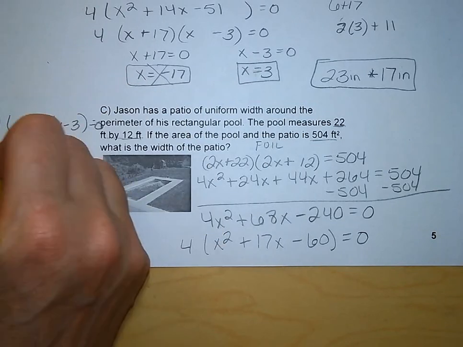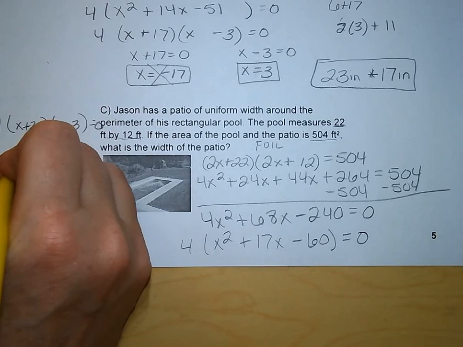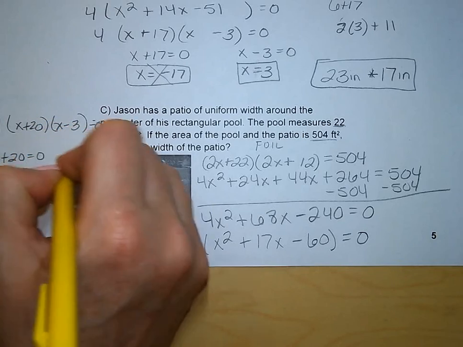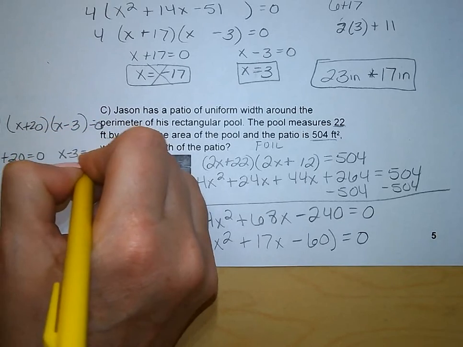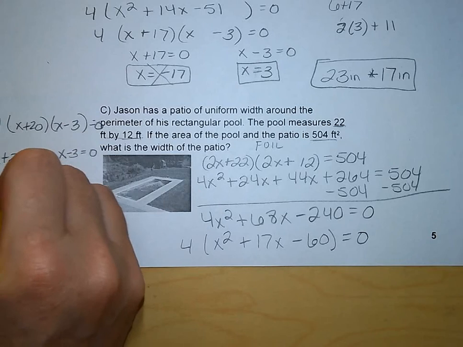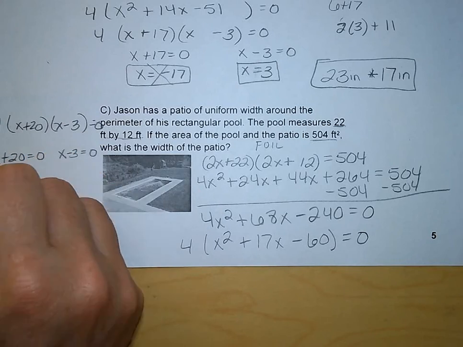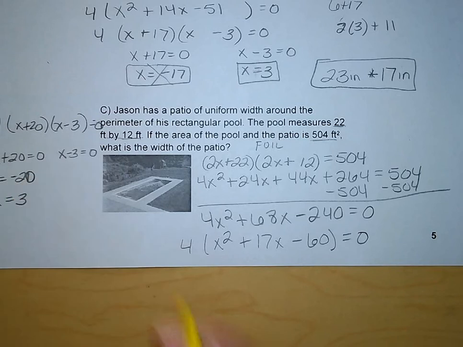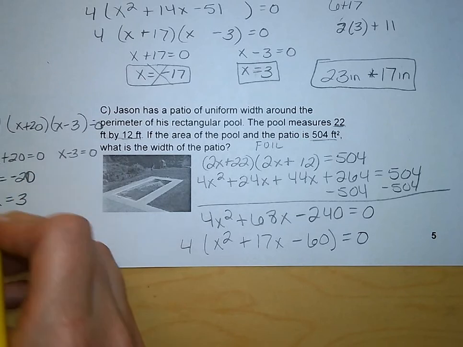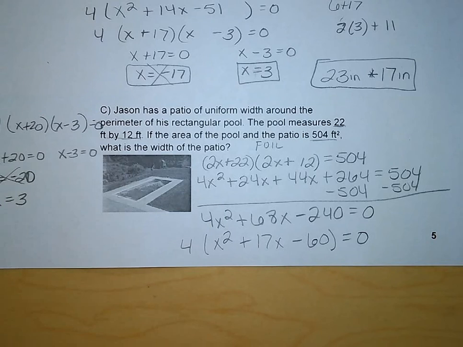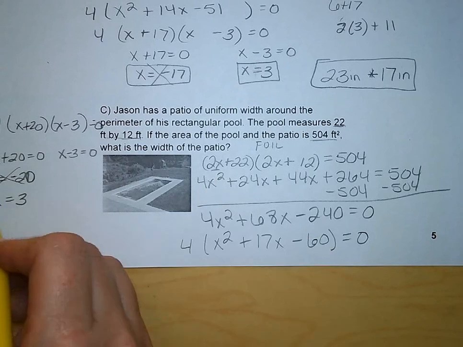Set each term equal to 0. And our two solutions are x equals negative 20 and x equals 3. And the only one that makes sense is that positive 3, which answers our question. Let's just remember we need to put in our units. Our patio is 3 feet wide.